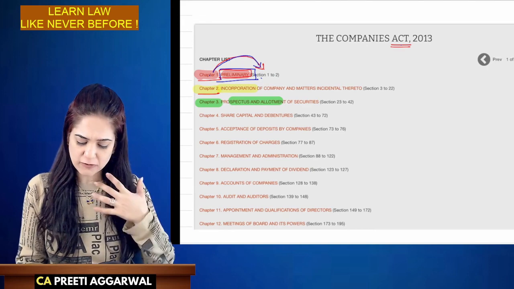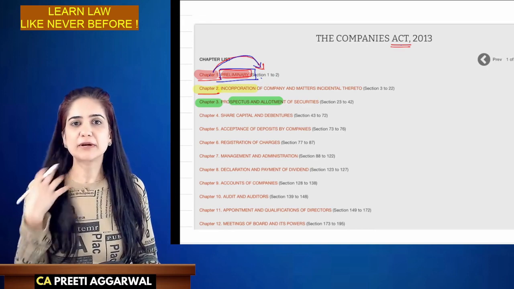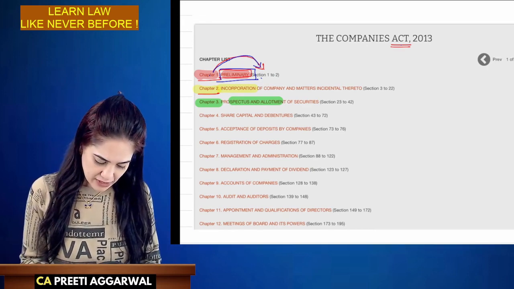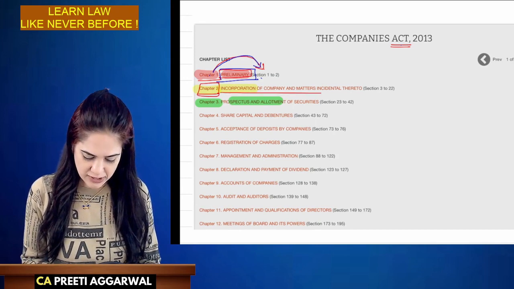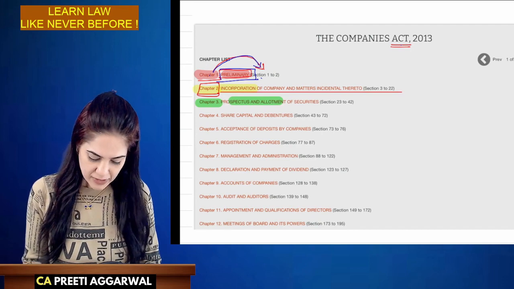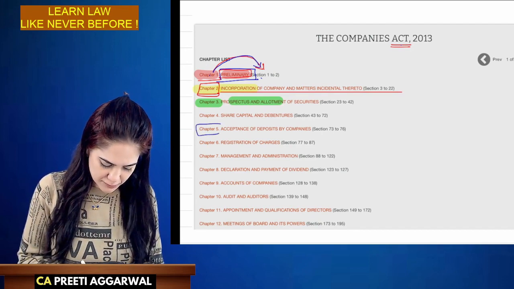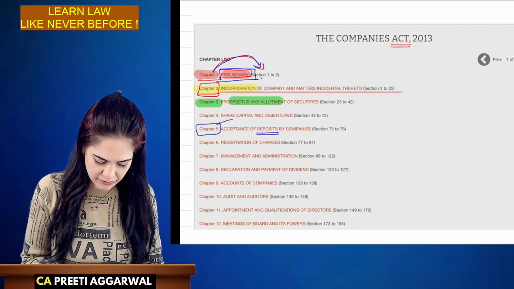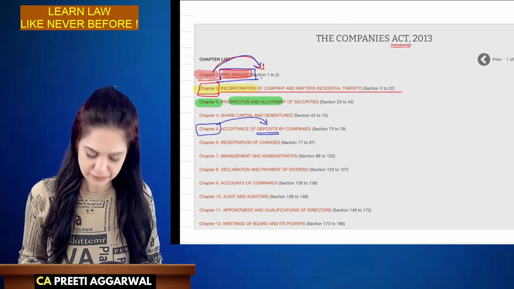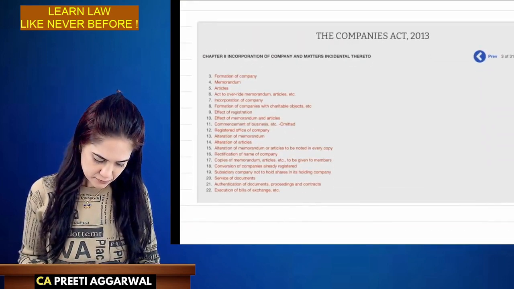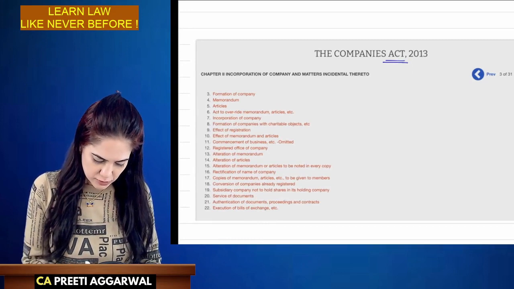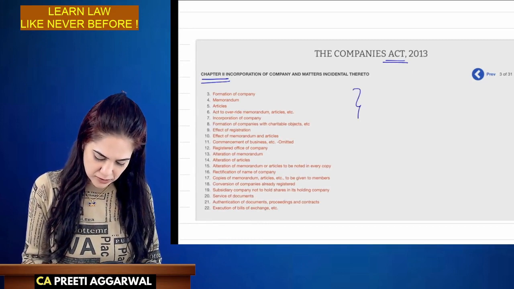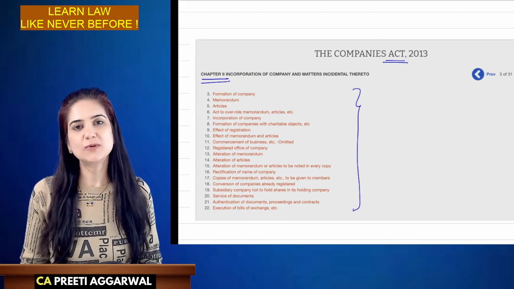So if today I want to know what are the provisions applicable to incorporate a company, then I will refer to chapter 2 which provides the sections to incorporate a company. If I want to know what is the procedure for acceptance of deposits, I will refer to chapter 5. So the act is divided into chapters. The chapter is then divided into sections.